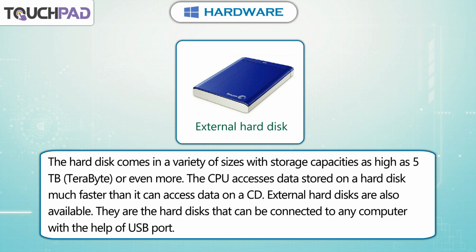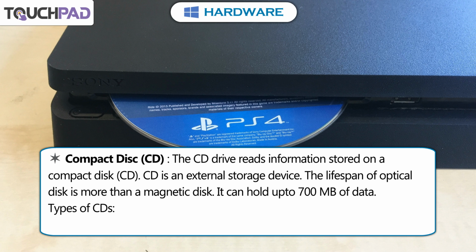The hard disk comes in a variety of sizes with storage capacities as high as 5 TB, terabyte or even more. The CPU accesses data stored on a hard disk much faster than it can access data on a CD. External hard disks are also available. They are the hard disks that can be connected to any computer with the help of USB port.